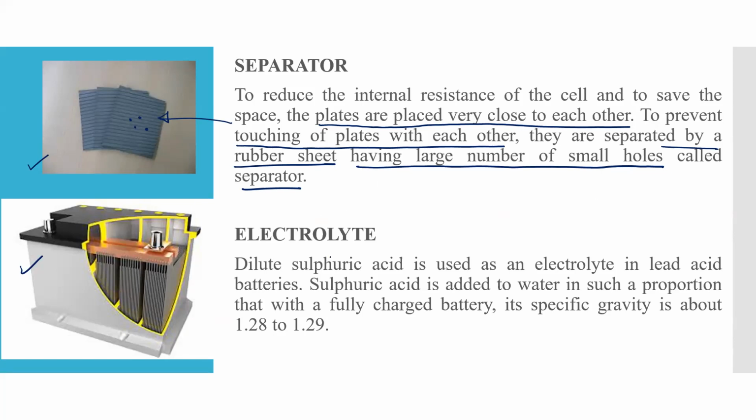So, electrolyte. Fine. So here you can see both plates as well as separators, right? Metal plates separated by separators. Fine. Electrolyte: we use diluted sulfuric acid. We can't use concentrated sulfuric acid. It can be dangerous. So we use diluted sulfuric acid.